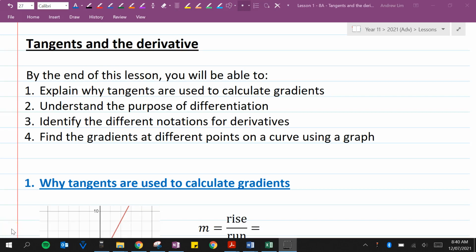Okay, so in this video, we're going to be looking at tangents and the derivative. By the end of this lesson, you'll be able to explain why tangents are used to calculate gradients, understand the purpose of differentiation, identify the different notations that we use for derivatives, and find the gradients at different points on the curve using a graph.